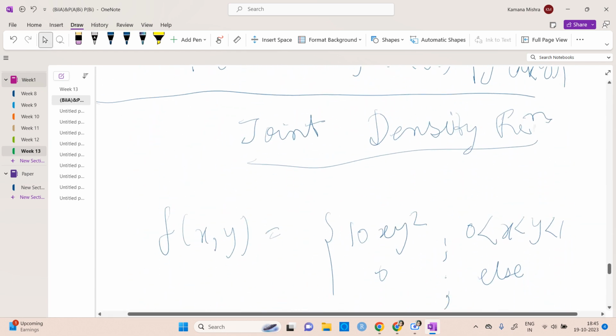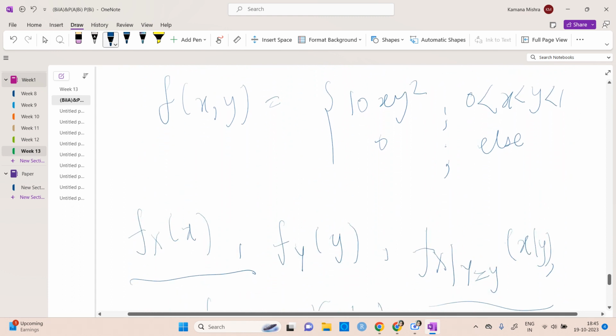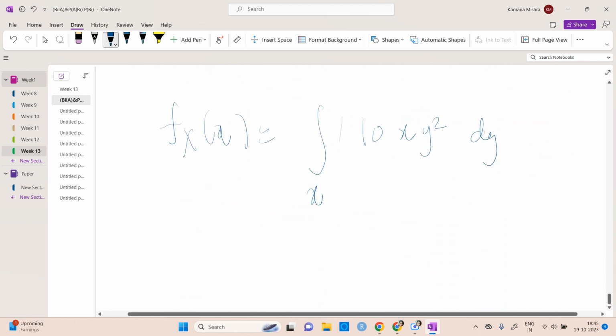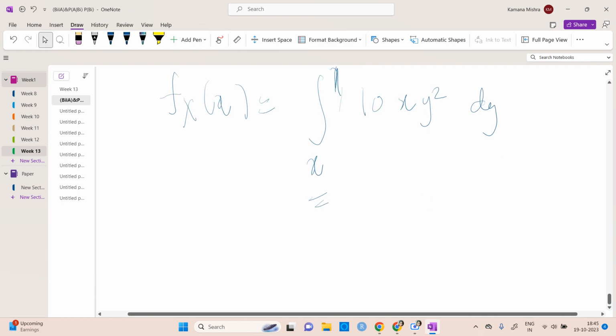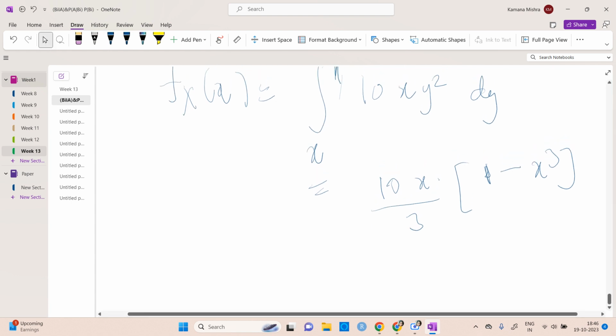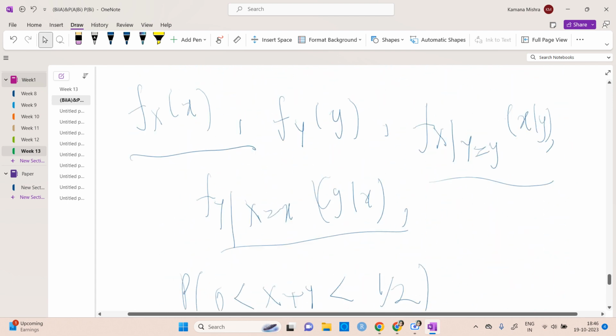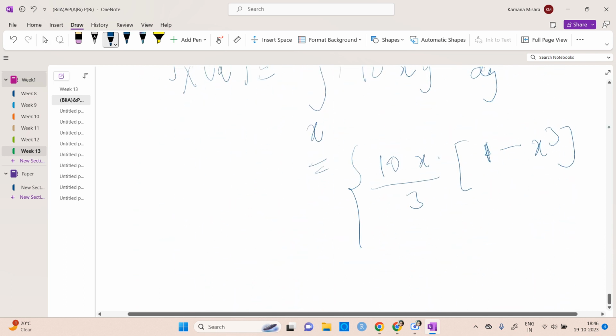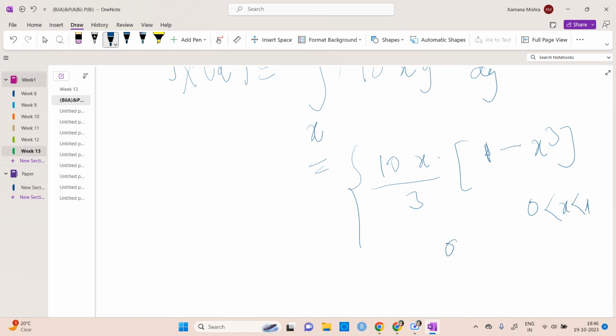What is the limit of y? The limit of y is x to 1. You cannot take it from 0 to 1, otherwise it would sometimes be less than x also. So for y it would be x to 1, for x it would be 0 to y. It is very easy: 10x, and then y square becomes y cube upon 3, taking the 1/3 outside, and it would be 10x/3 times (1 minus x cube). Once you have found it for x, there is no y, so the PDF would be for 0 < x < 1, and 0 else.